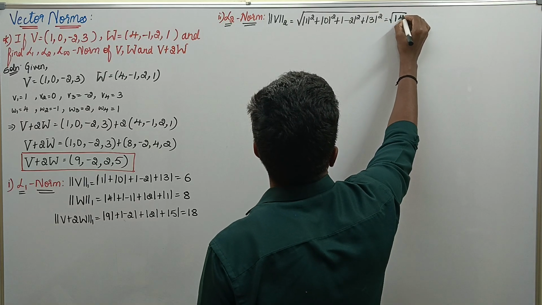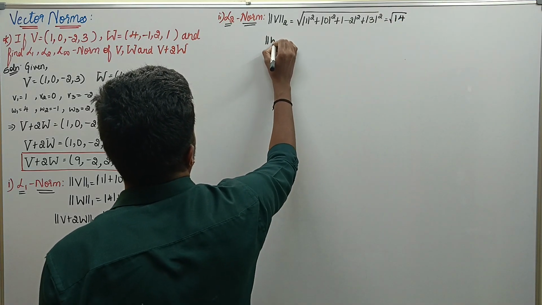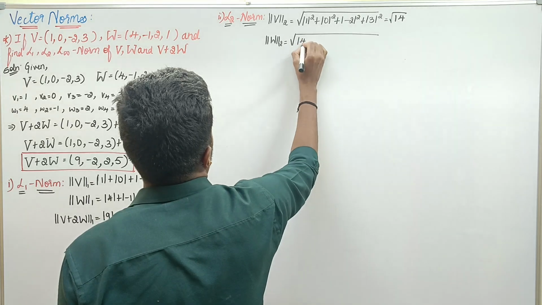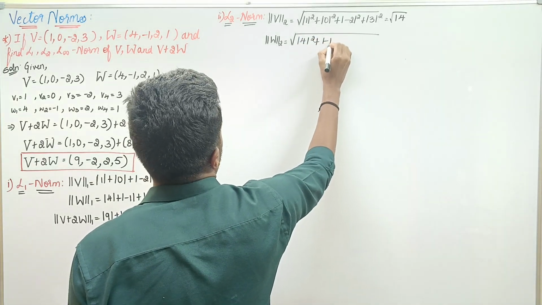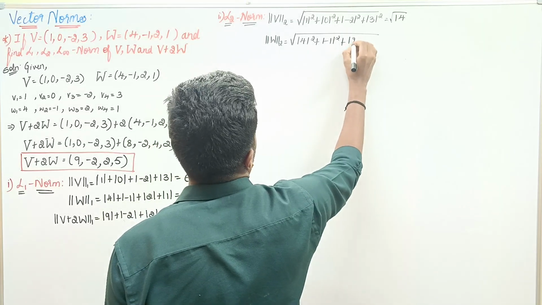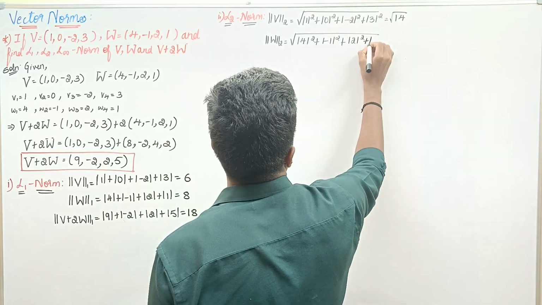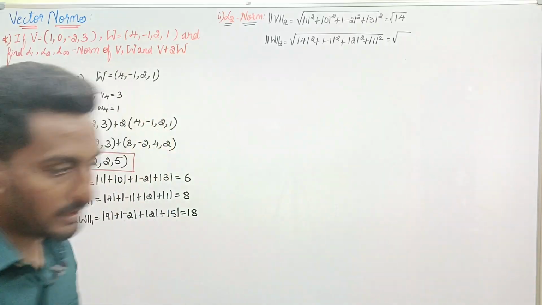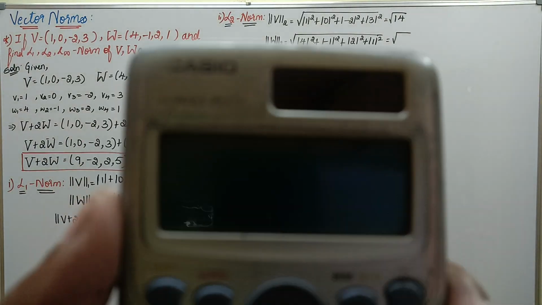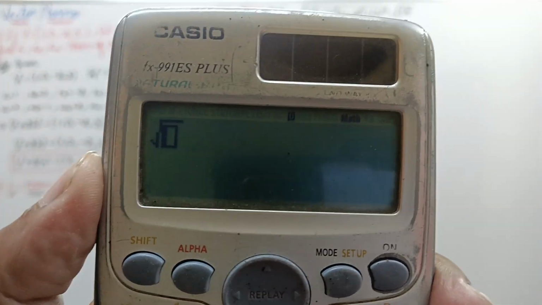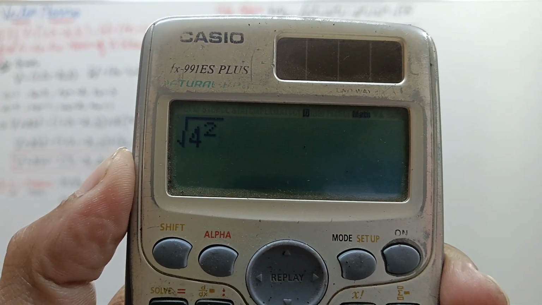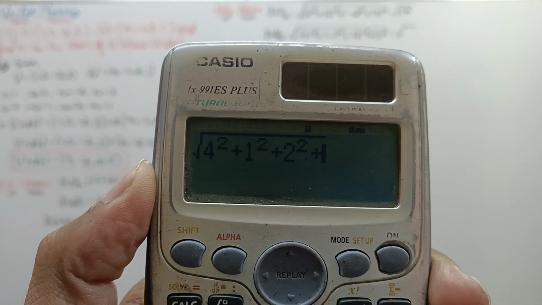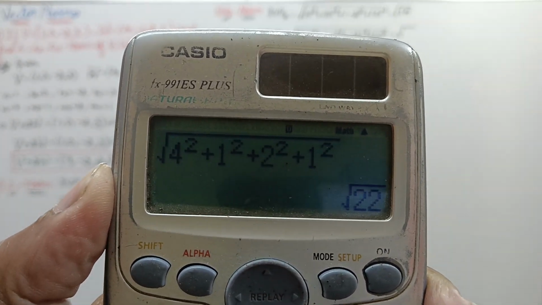Next, norm W2, which will be equal to square root of modulus 4 square plus modulus minus 1 square plus modulus 2 square plus modulus 1 square, which will be equal to square root of, let us represent the solution. Yes, square root of 4 square plus 1 square plus 2 square plus 1 square. Get square root 22.